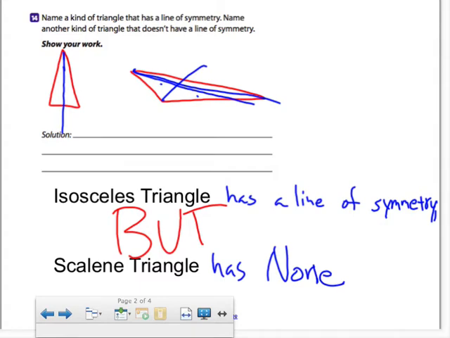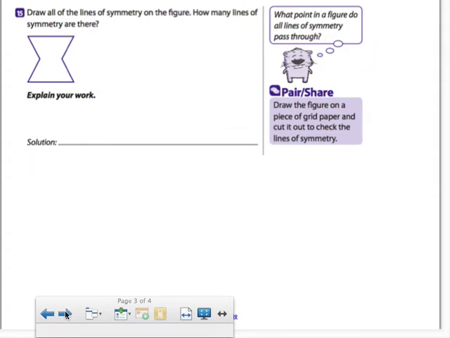Scalene triangle, not cool. A bonus question. You can tell me tomorrow for a ticket. Here it is, listen. What about an equilateral triangle? What can you tell me about the lines of symmetry in an equilateral triangle? Tell me in the morning for a bonus ticket. Oh, exciting. All right, here we go.